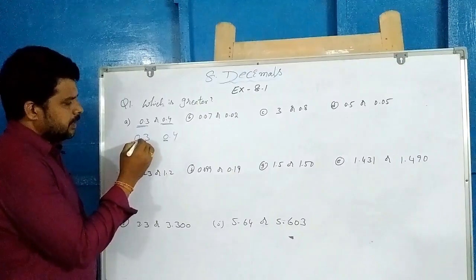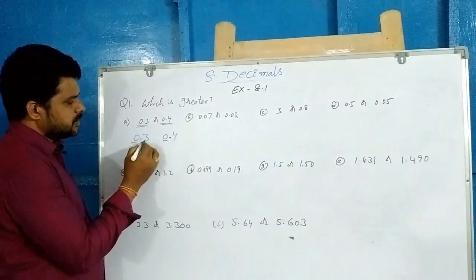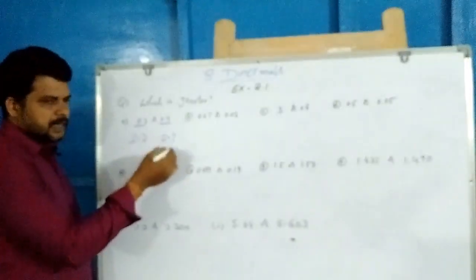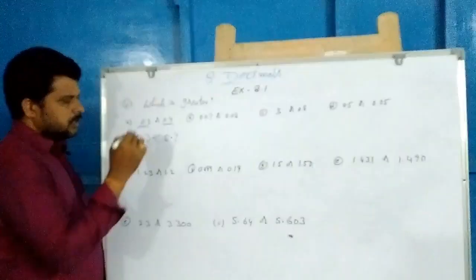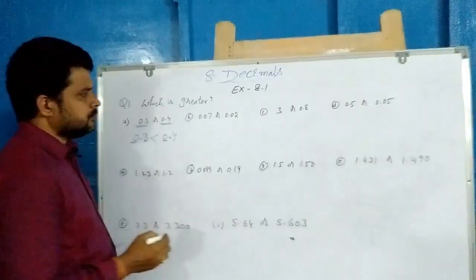Then next, check the decimal part, the values after the decimal. This is 3, this is 4. Comparing 3 and 4, 4 is the bigger one. So 0.4 is the bigger one.